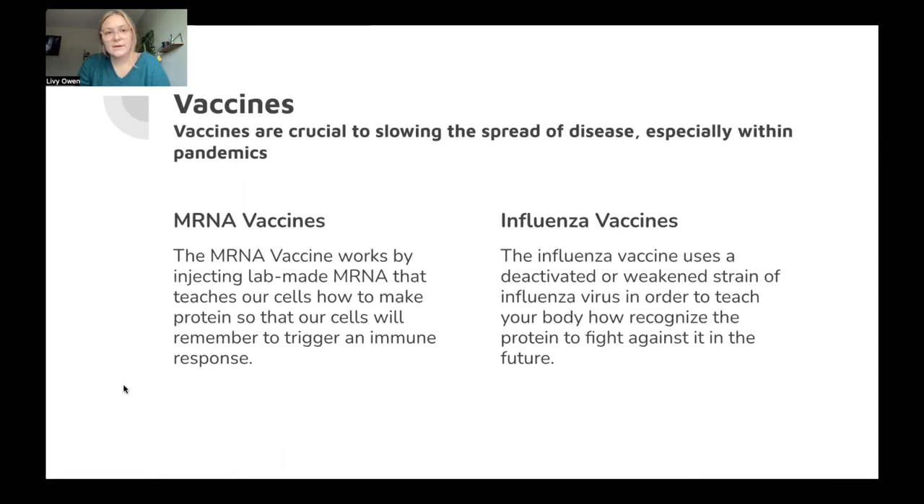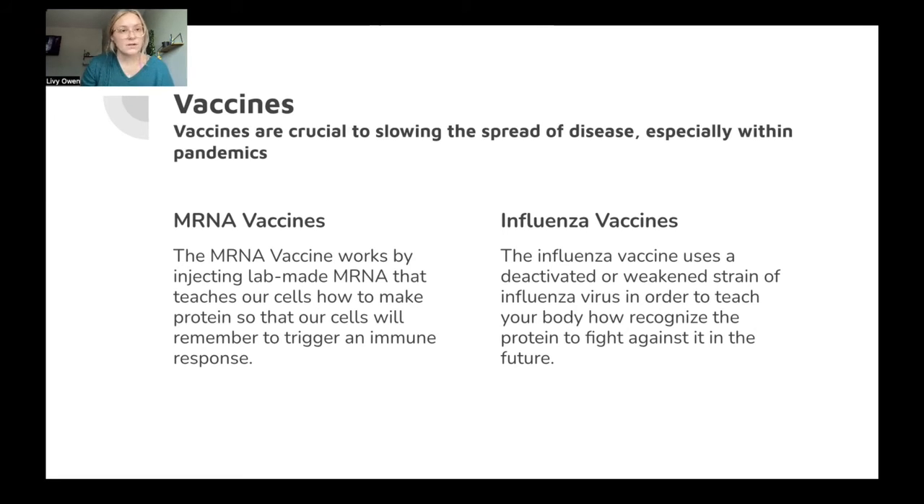So I next want to talk about vaccines. Vaccines are crucial to slowing the spread of disease, especially within pandemics. I remember that was one of the biggest things I heard during the COVID-19 pandemic: it's not going to end the disease, but it will slow the spread of it, and that is what will end the pandemic.